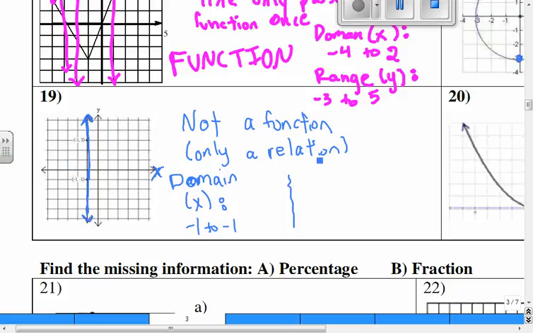My range are my possible y values. Now, the lowest my y can be, there's nothing stopping my y from going down, so my y can go down as much as I want. So it can go all the way to negative infinity. There's nothing stopping my y values from going up as far as they want, so they can go all the way to positive infinity.